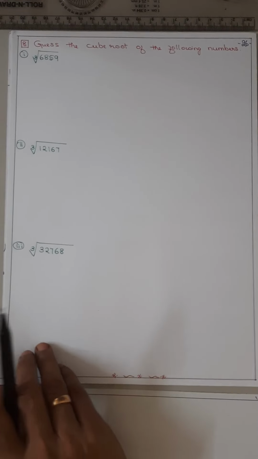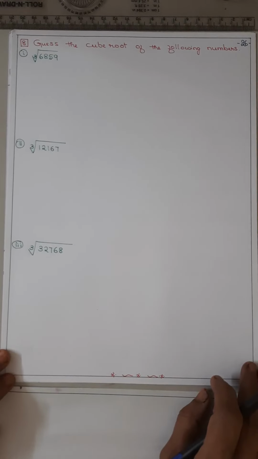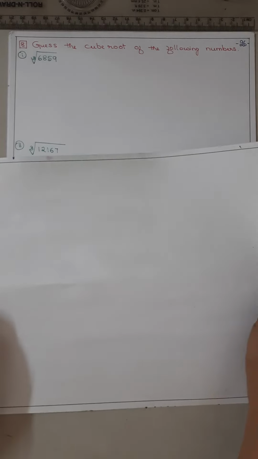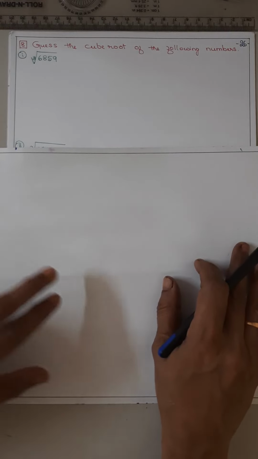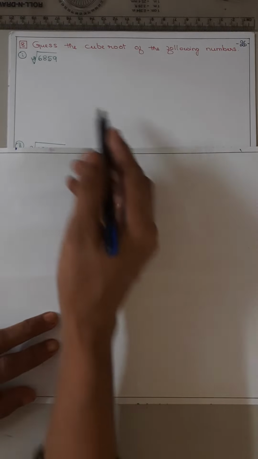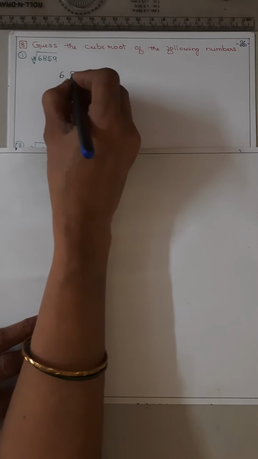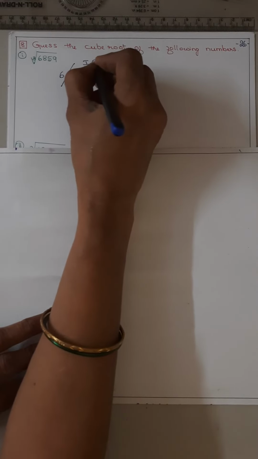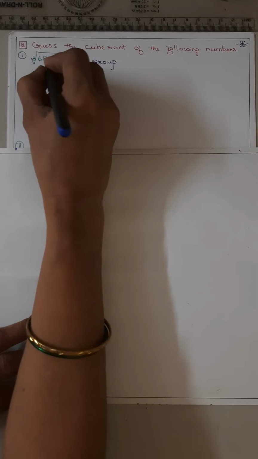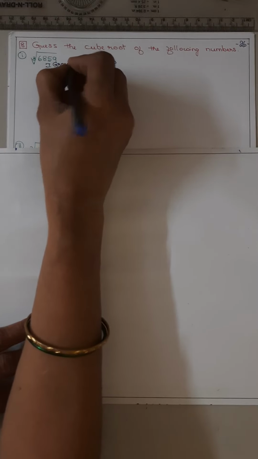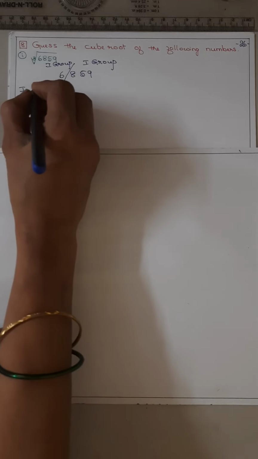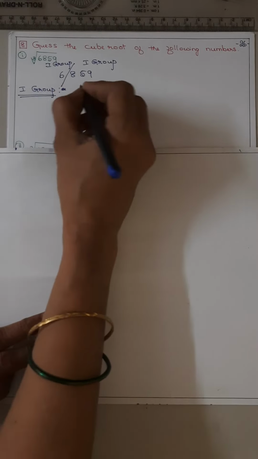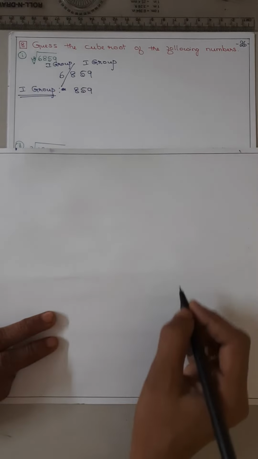Now coming to the last sum, that is an estimation method. Guess the cube root. Guess means estimate. Okay. The cube root of 6859. Write the question. 6859. First group. Then this is the second group. Isn't it? Next, first group will have the number 859.